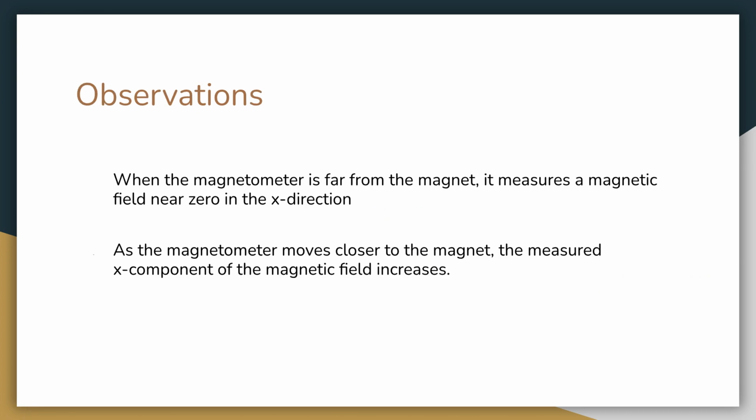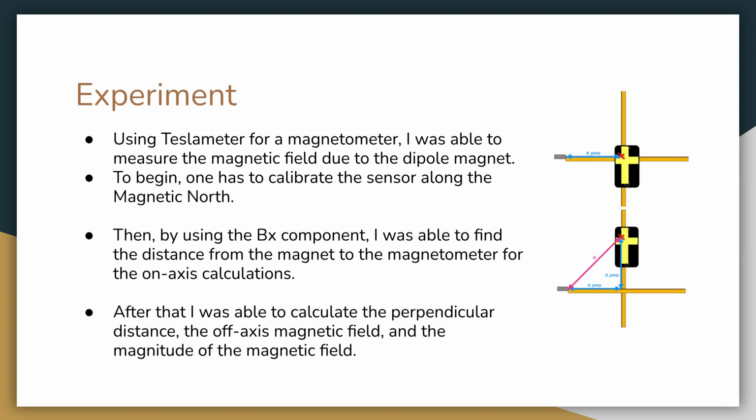So some observations that I made were that when the magnetometer is far from the magnet, it measures a magnetic field near zero in the x direction, and also as the magnetometer moves closer to the magnet, the measured x component of the magnetic field changes and increases.